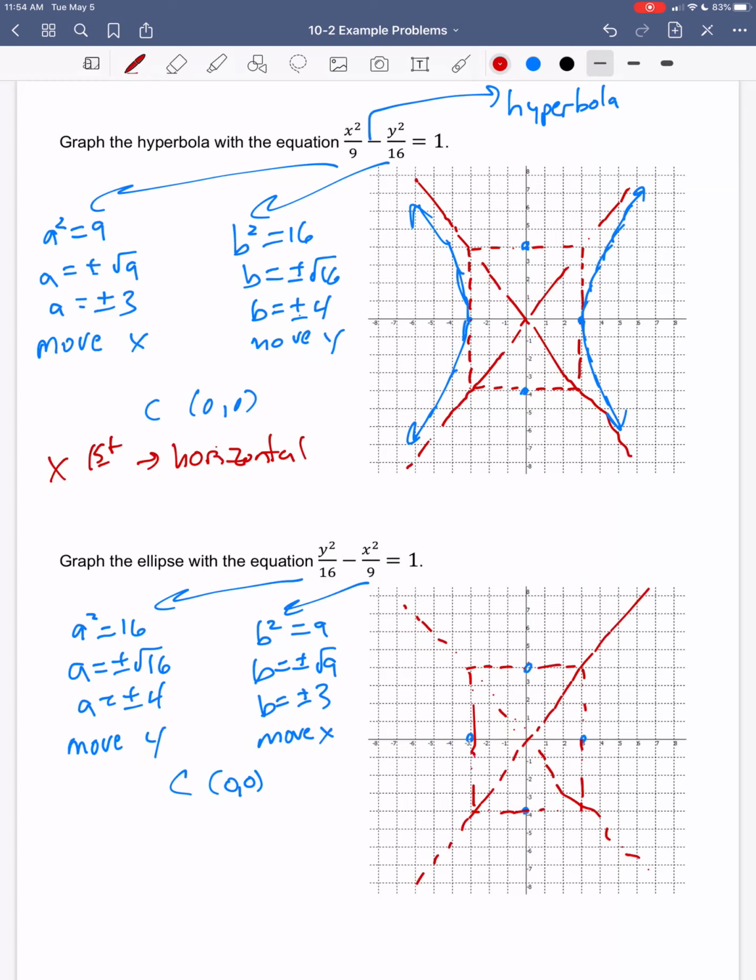The difference now is that y is first. So if y is first, that tells me that the hyperbola is vertical. So I'm not going to start on the sides. I'm going to start up here at the top. It's going to go away from the box and towards the asymptote. So as long as I have these hyperbolas and ellipses just centered at the origin like this, it's relatively straightforward to graph them.